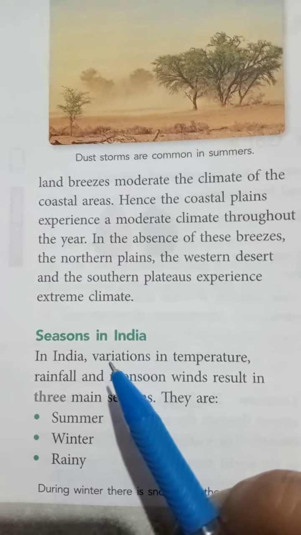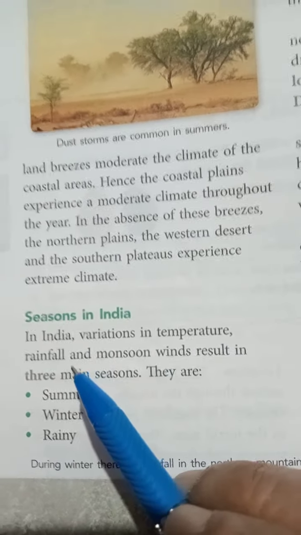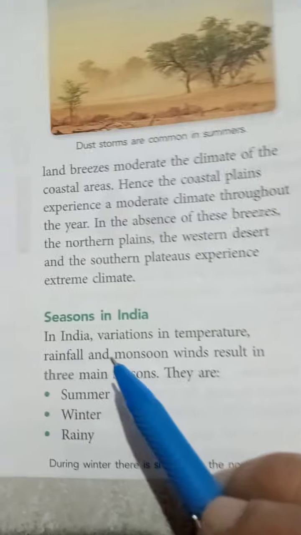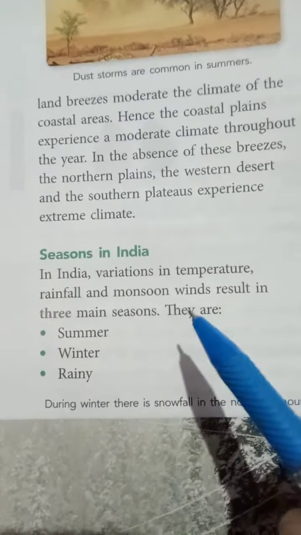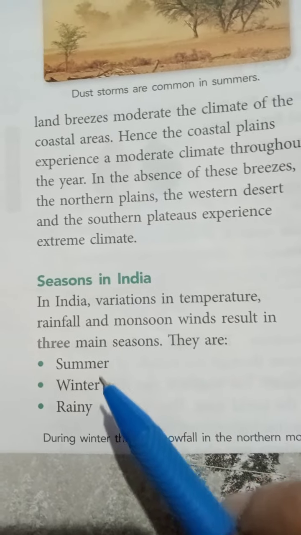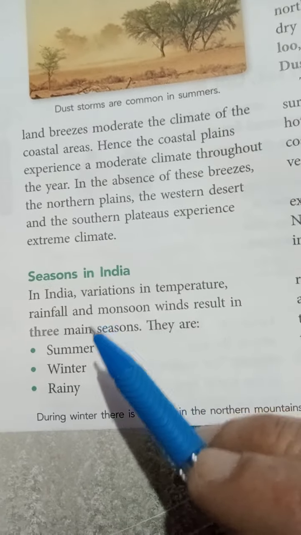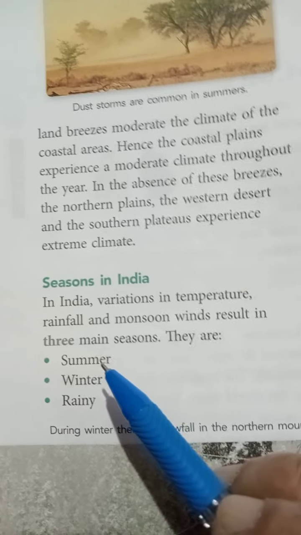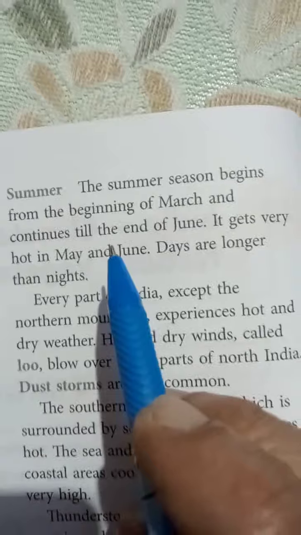Then comes seasons in India. In India, variations in temperature, rainfall and monsoon winds result in three main seasons. They are summer, winter and rainy. So what are the three main seasons in India? The three main seasons in India are summer, winter and rainy season. Let us read about the summer season now. One by one we'll read about all the seasons.